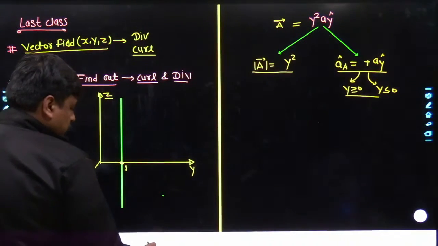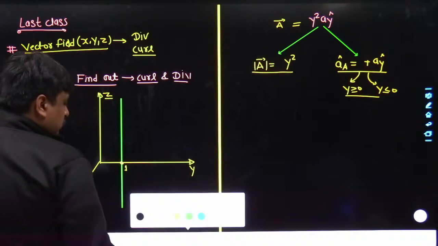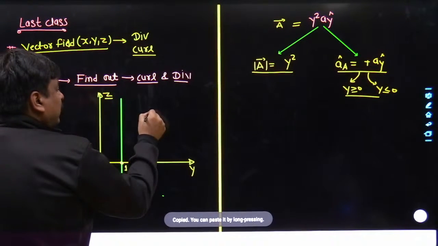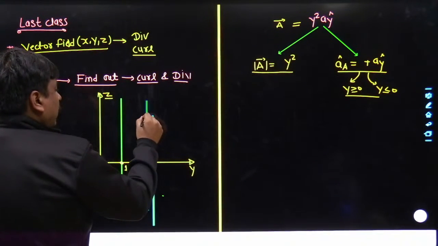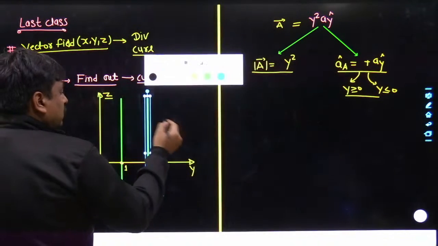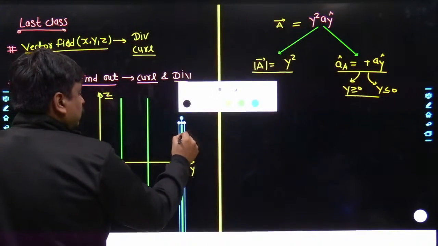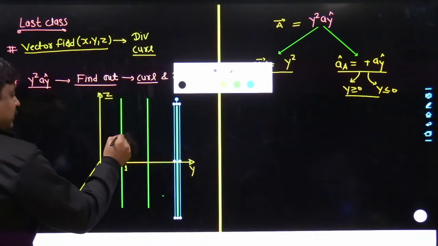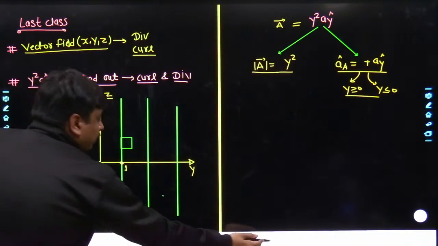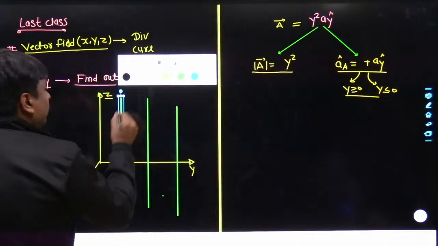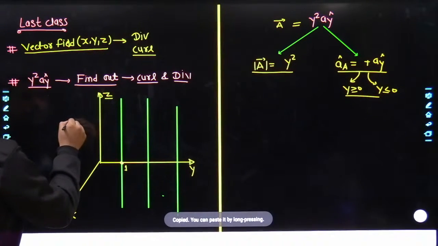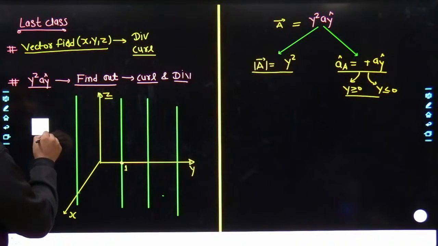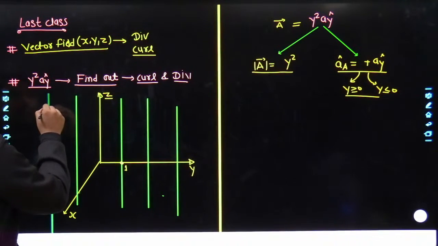Similarly, here goes the next one. Anyways, let me copy this out. Here goes y equals 2, and let's take here goes y equals 3. Yes, and towards the left hand side I can take y equals minus 1. Let me copy this out. Somewhere here goes y equals minus 1. Here goes y equals minus 2, so on and so forth.